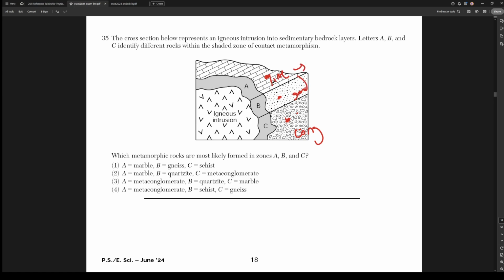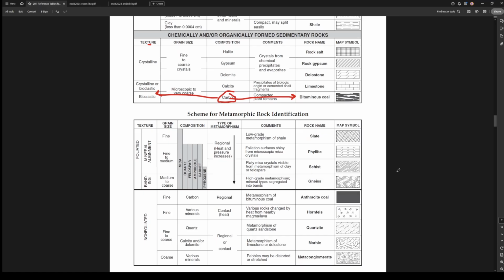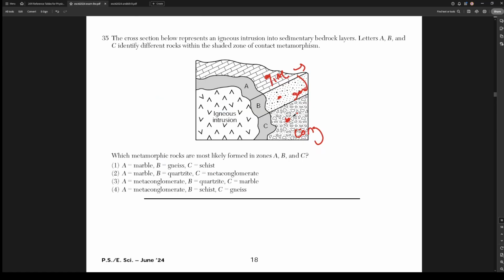So the way you would see this is you would go to the metamorphic rock chart and read what turns into what. Like, look, low-grade metamorphism of shale. We don't need shale. But we do need sandstone, so we got quartzite. Look, this limestone turns into marble. And then metaconglomerate is what conglomerate turns into. So sandstone is quartzite. Then we got marble and metaconglomerate. So marble, quartzite, metaconglomerate. 2.